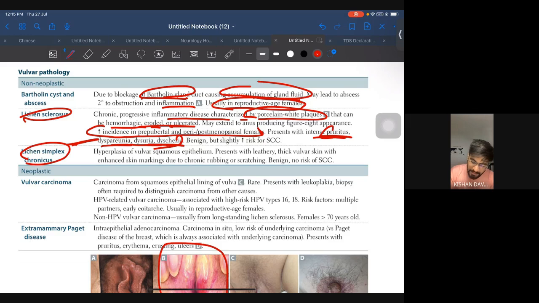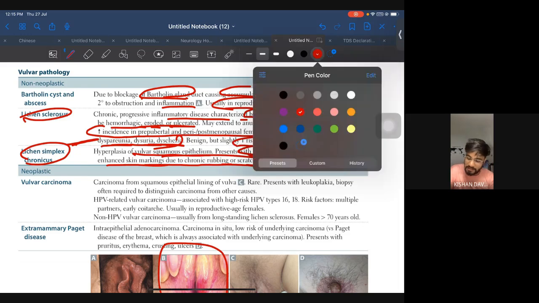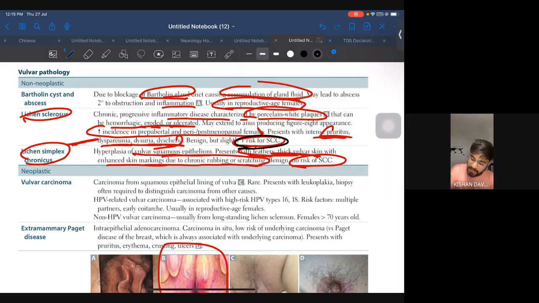Lichen simplex chronicus, hyperplasia of vulvar squamous epithelium, presents with leathery thick vulvar skin with enhanced skin marking due to chronic rubbing or scratching. Okay, benign, no risk of cancer, whereas lichen sclerosis has increased risk. This is how you will differentiate. They will say in the question increase in risk, but here there is no risk. Sometimes the same presentation will be given to you.